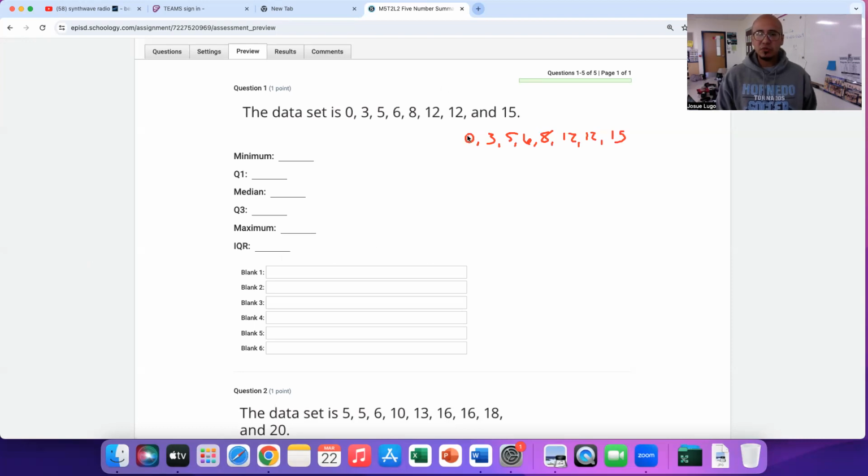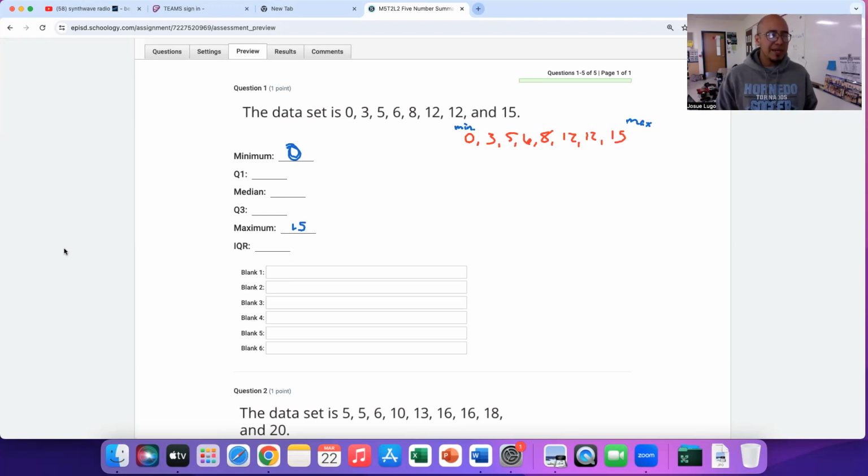All right, let's do the easiest one. So first, let's find the minimum. The minimum is the least value. The minimum value is 0, so that's going to be our minimum. So we would write 0 right there. So that'd be your first blank, 0. And then we have our maximum. Our maximum is our largest value. Our maximum in this case is 15. So hopefully you have that in your notebook.